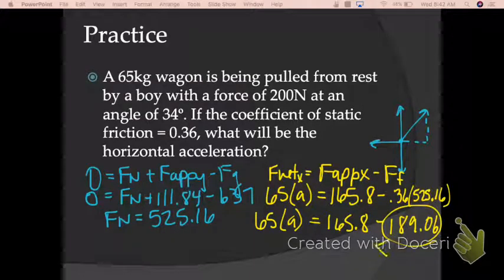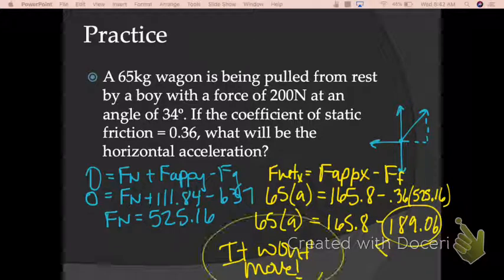Wait, when we find the frictional force, do we have a unit? So we do put it out. Right.